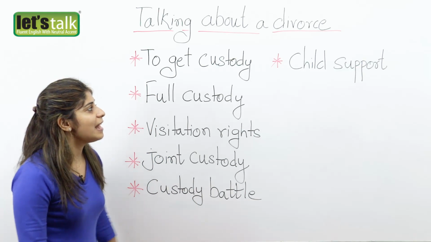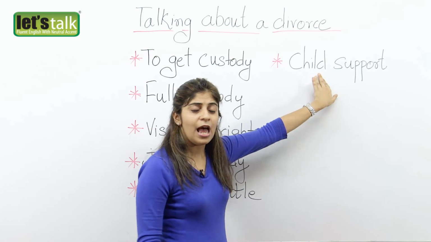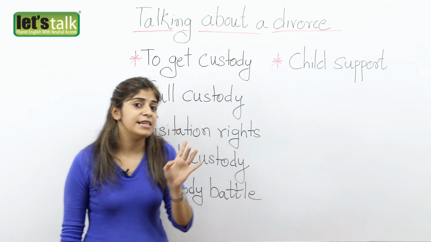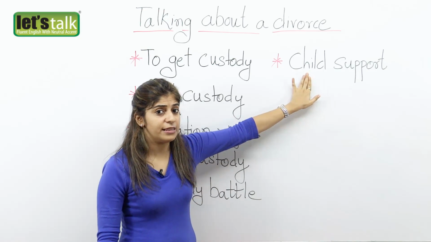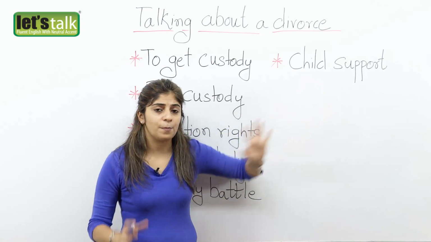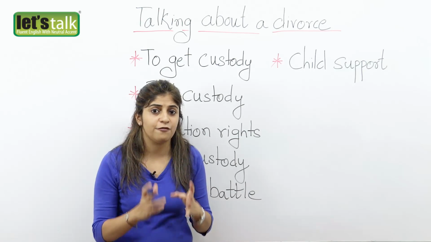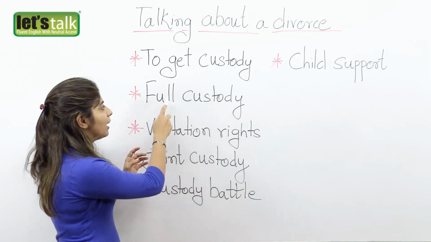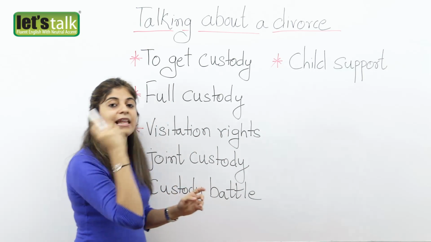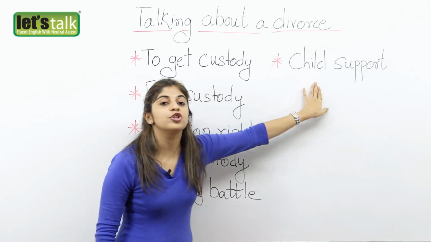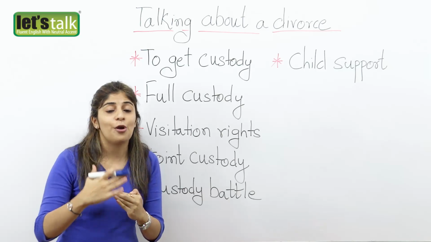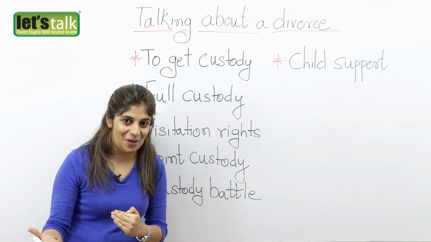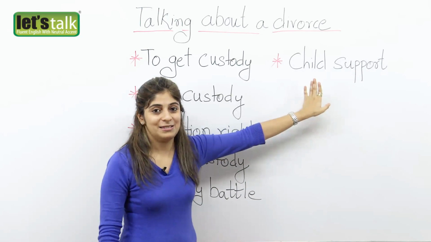And then we have child support. Child support is not similar to alimony. It's a completely different thing. Child support means, for example, if the mother gets full custody, then the father has to pay child support. He has to pay some maintenance in order to raise the kids. So that means child support.